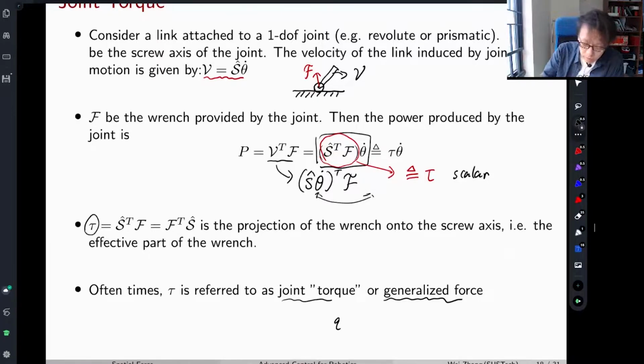Okay, so the torque times the speed of the rotation about the screw axis, or the joint variable's derivative, theta dot, will give you the power of that particular joint, the instantaneous work done by the joint motor provided to the body. Okay, so that's some clarification of the terminology.